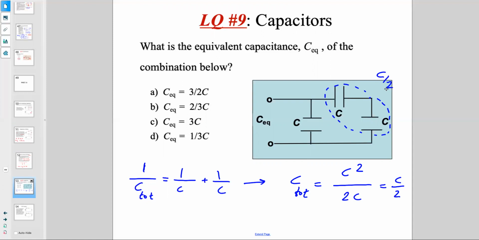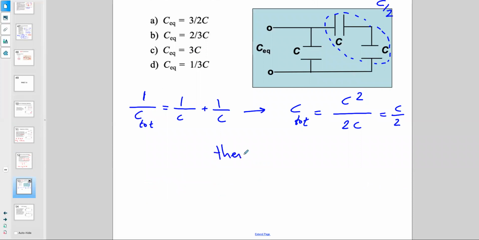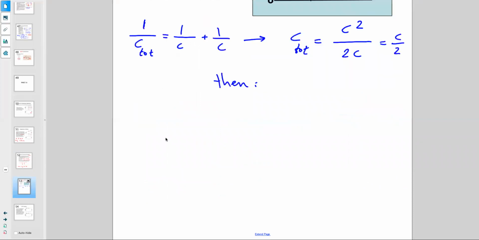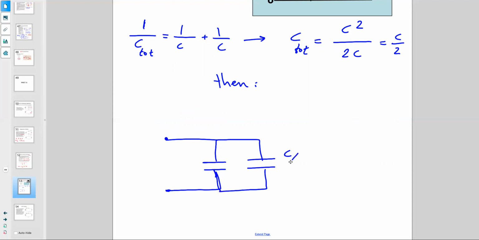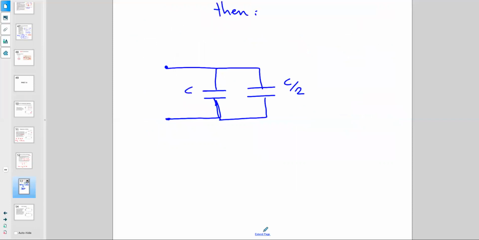And then that would be in parallel with C. So I have a parallel fashion between this new capacitor, which is C over 2, and my old capacitor C. And then I just have to add them up. So C total, because they are in parallel, is C plus C over 2, which is 3C over 2.